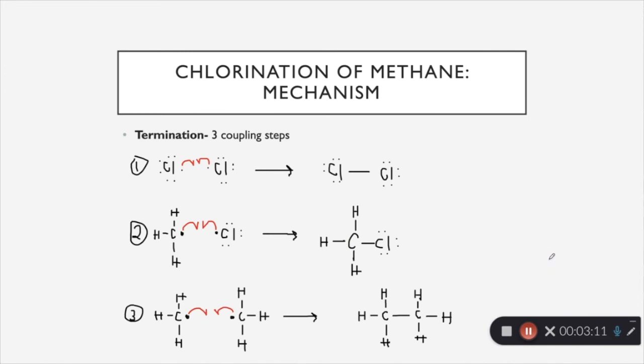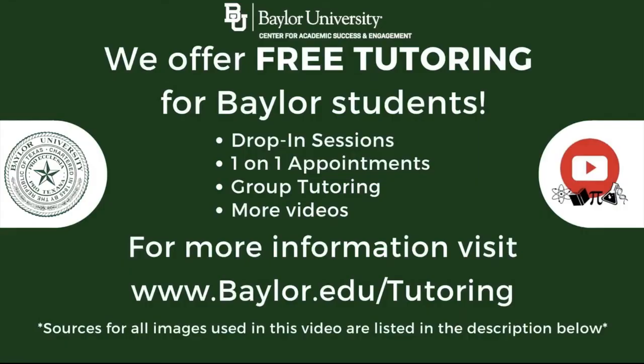So the next stage is termination. And this is going to consist of three coupling steps, and this is how we just get rid of all of the radicals. So the first coupling step is going to be the coupling of the two chlorine radicals. The next one is going to be the coupling of the methyl radical and the chlorine radical. And then we have the coupling of two methyl radicals, and that just gets rid of any radicals that could have been produced or that were produced during this process.